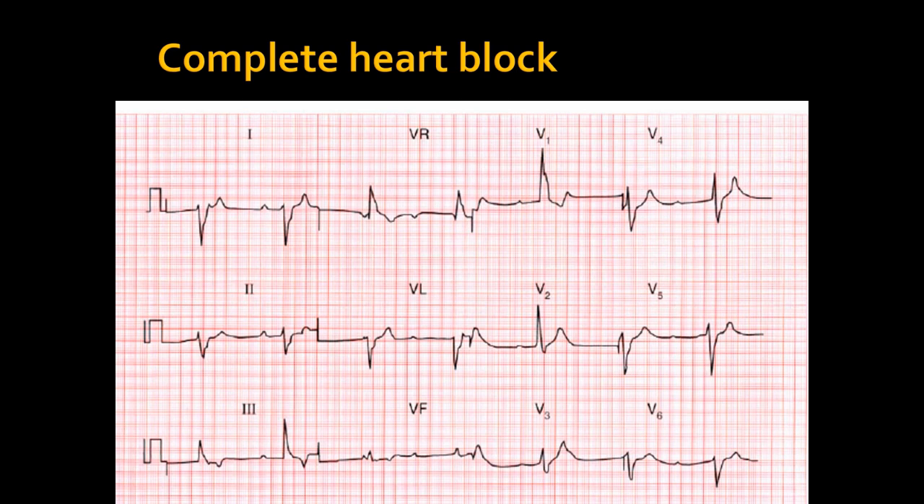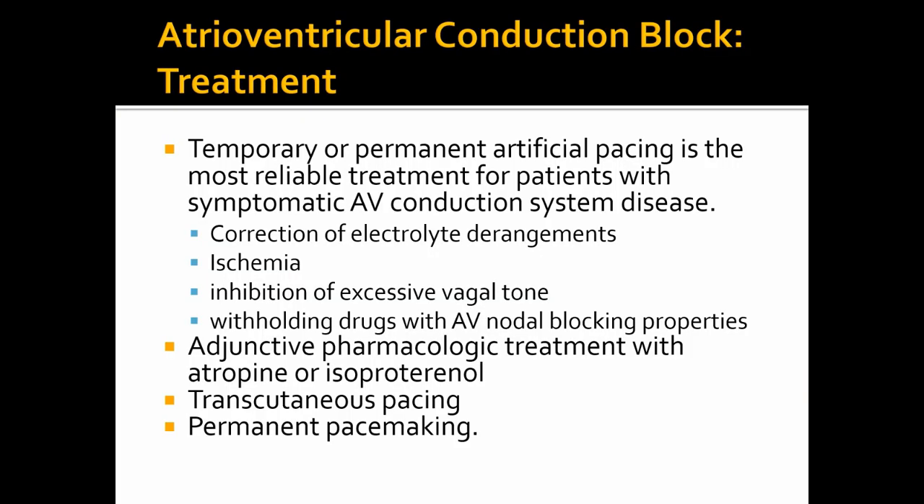So this is what happens in complete heart block. And you can see one more thing: the QRS complex is a bit widened. It is because of the location of the pacemaker below the AV node, which causes slight widening of the QRS complex. So this is complete heart block. For atrioventricular conduction block, a temporary or permanent pacemaker is the definite treatment.